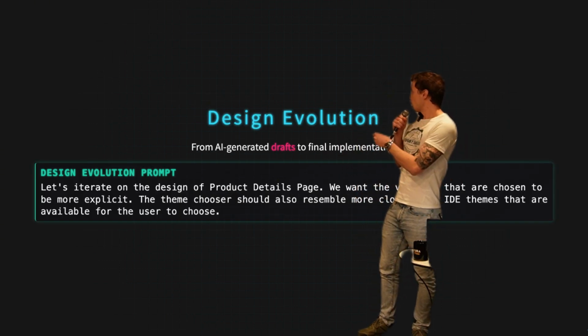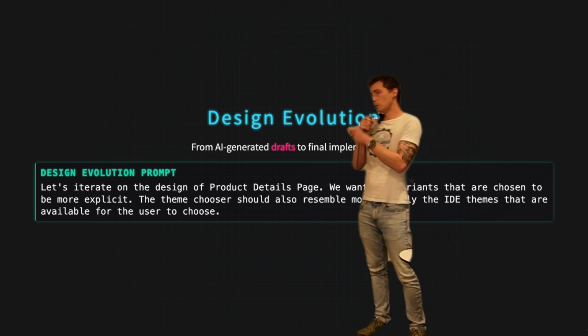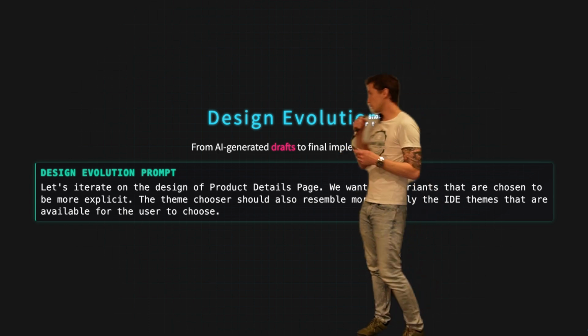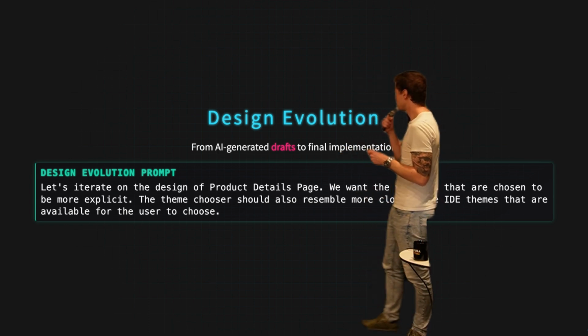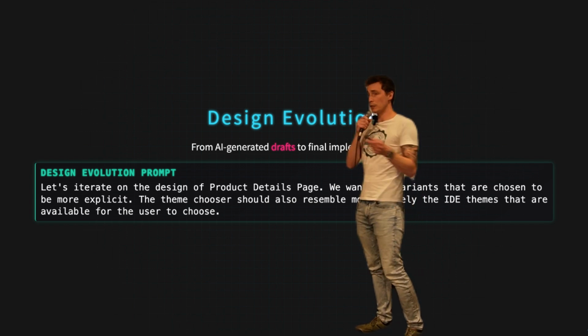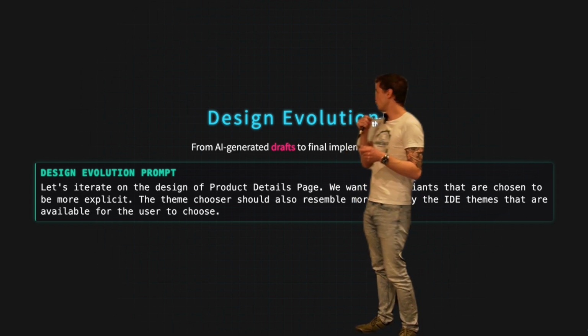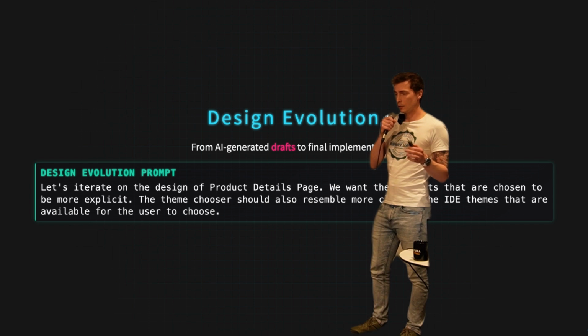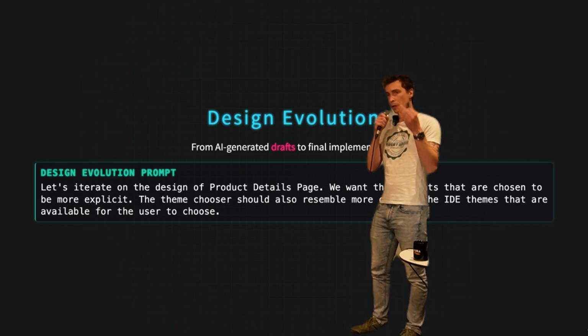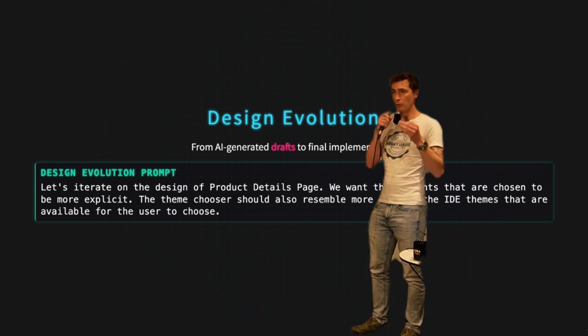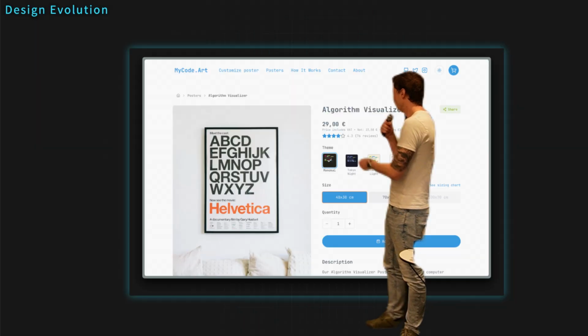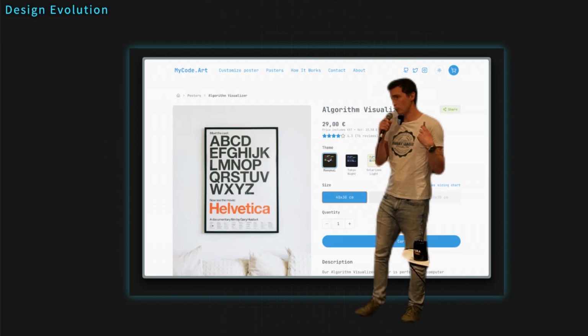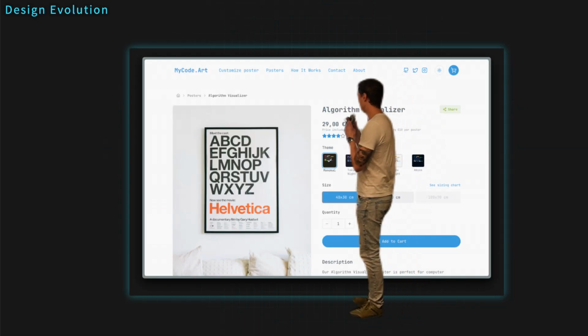So this will be a prompt that we use to evolve the design, to make an extra step on that. We had the product details page for our posters, and it was kind of lacking in terms of the user wasn't really aware of the choices he made about the variants of the product. And this is the outcome of such a prompt to evolve the design.